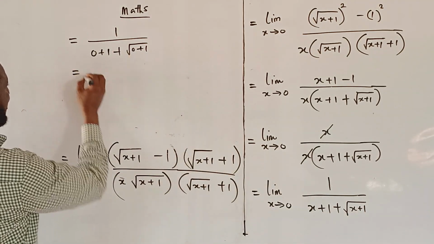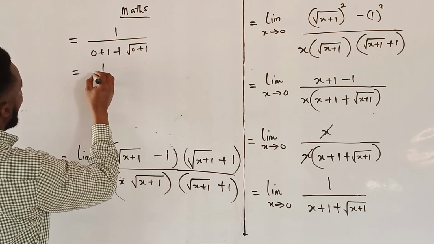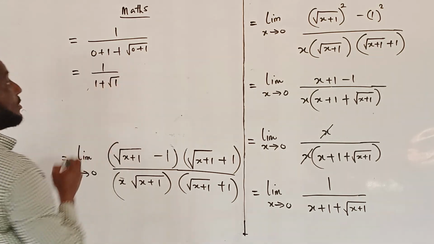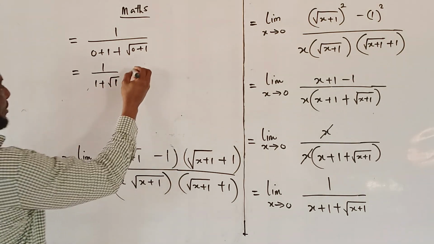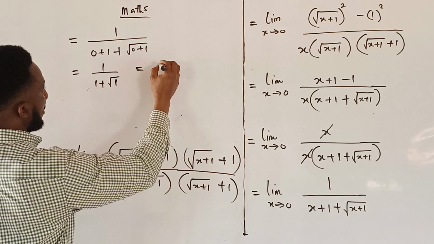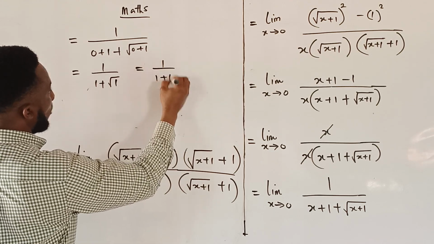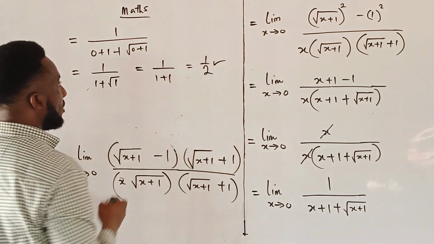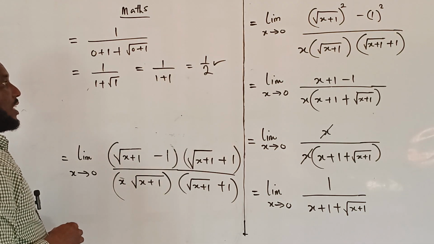So this is going to give us 1 upon 1 plus the square root of 1. And square root of 1 is 1. It will be 1 over 1 plus 1. So at the end of the day, the answer to this problem is half.